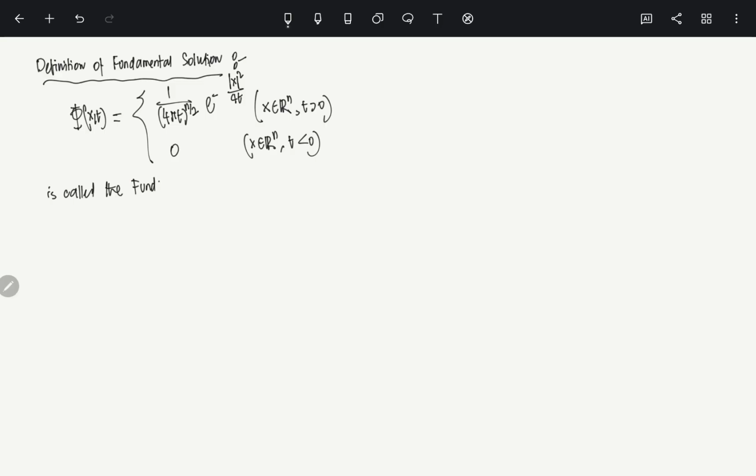Now this is very important. Why? Because you can use the fundamental solution to deduce the solution for an inhomogeneous problem. Let me go through that. It's called the fundamental solution of the heat equation. Now, let's say we put some initial conditions and we want to solve this problem. So let's try and find a solution for the initial value problem.